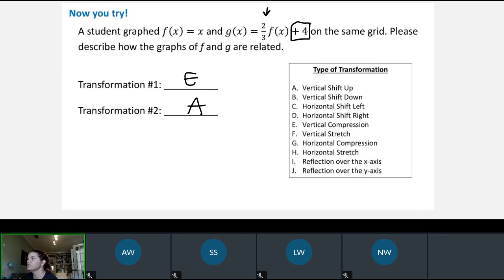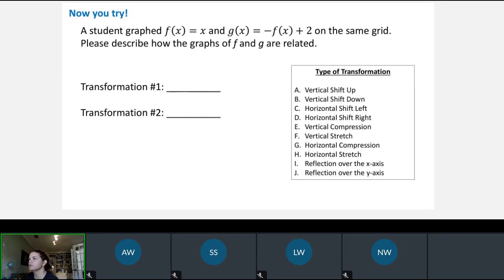All right, I've got 2 more for you. So I want you to try these on your own. What do you think about this one? There are 2 transformations. You can put it in the room chat, whatever the 2 letters are.